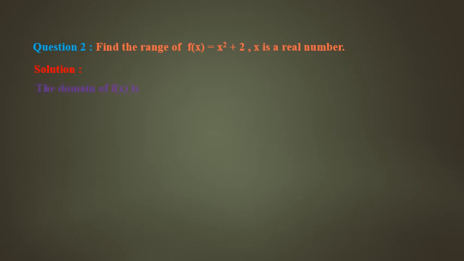Question number 2, find the range of f of x equal to x square plus 2. x is a real number. The domain of f of x is R. Now remember, what is the range here? x square is positive, so x square plus 2 is always greater than or equal to 2. So that means f of x is always greater than or equal to 2. So the range is 2 to infinity. Simply form this function logically by the analysis method, and you just go through this one.